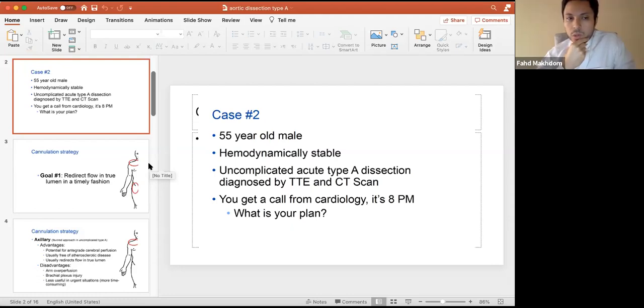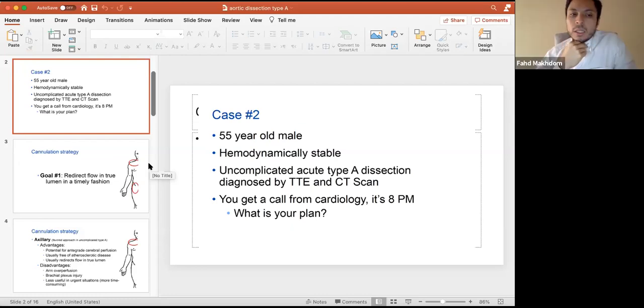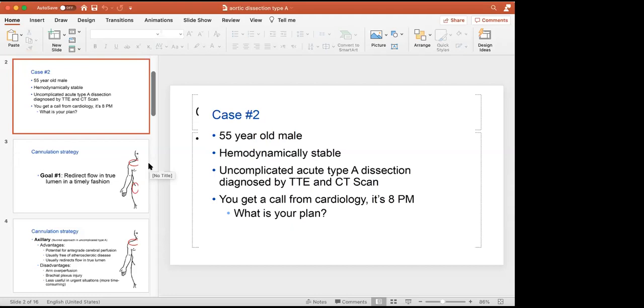Okay, so there's no effusion. The valve is competent. Are the sinuses involved or not? The dissection is all the way down to just above the right coronary. Okay.